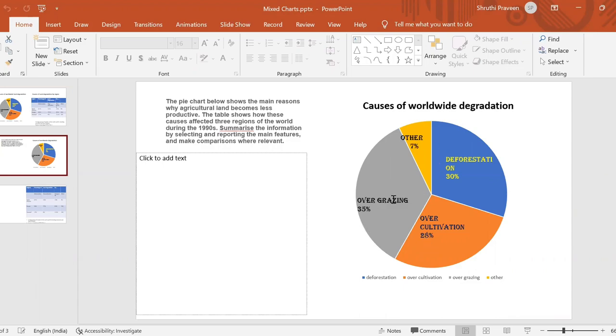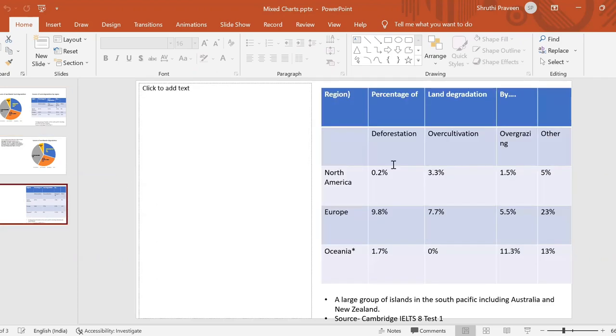In this pie chart, there are only 4 items, so here you can write everything, but in the table, there is more information. So choose the relevant, the most significant ones.